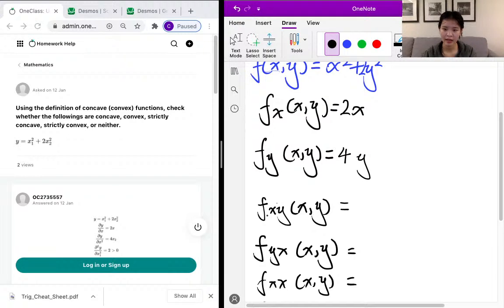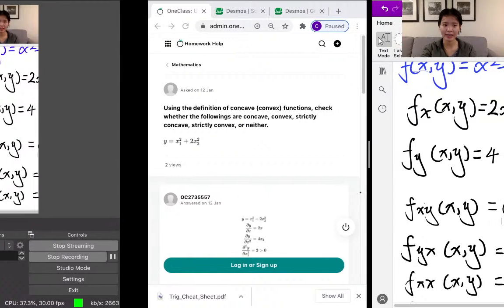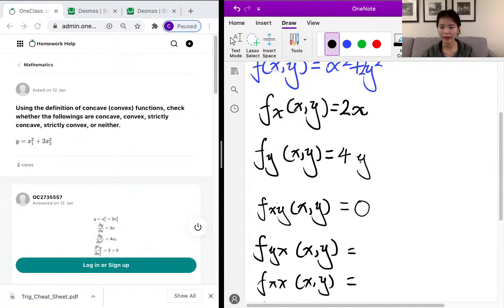So we're taking our first derivative and differentiating it with respect to y again. Since we have 2x right over here, and we're differentiating with respect to y, x is seen as a constant, and the derivative of a constant is just 0. Similarly, when we take the first derivative with respect to y, 4y, and differentiate it with respect to x again, 4y is seen as a constant, so it's just 0, because the derivative of a constant is just 0.